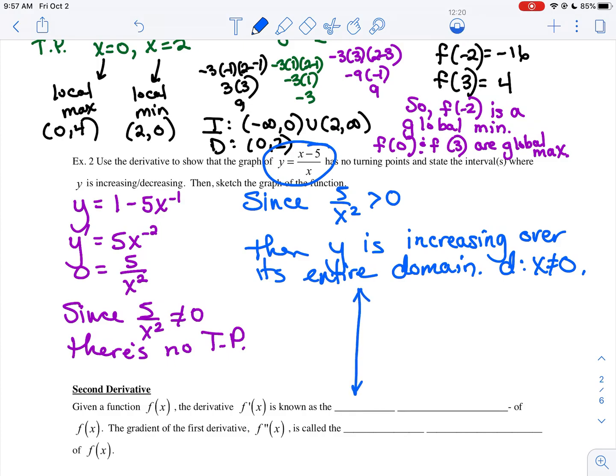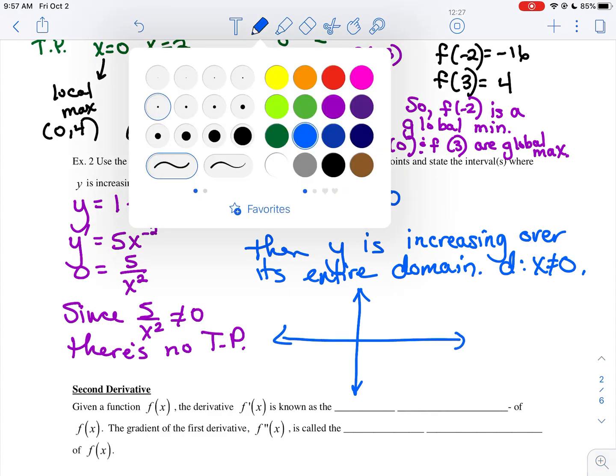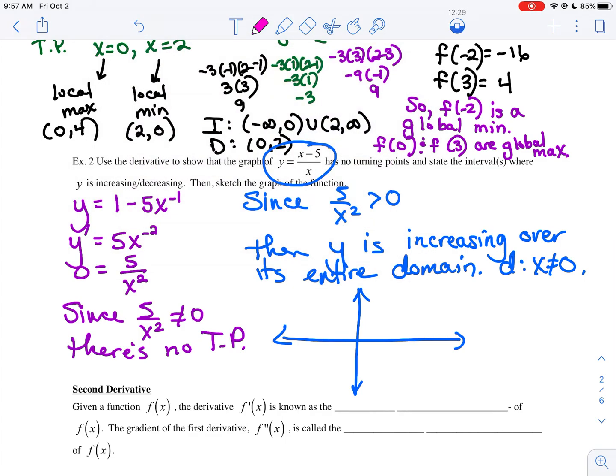So let's go ahead and make a quick sketch here. So I have a horizontal asymptote of y equals 1, and I have a vertical asymptote of x equals 0. So let me give you a moment to get a table going.